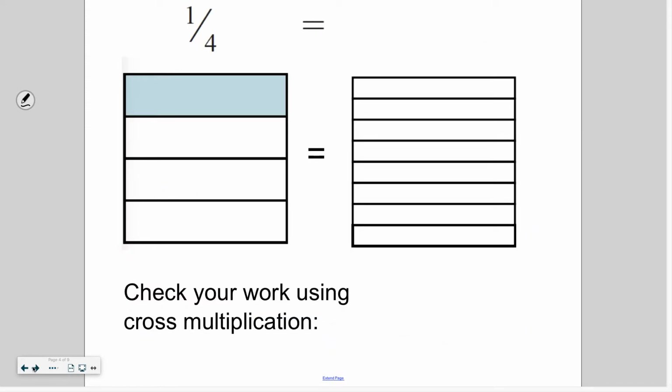So here I have 1/4. I want to find a fraction that's equivalent to 1/4. So I have my model for 1/4, and I have a model here for 1, 2, 3, 4, 5, 6, 7, 8. So these are eighths. I want to know how many eighths are equal to 1/4. So let me go ahead and shade in the same amount.